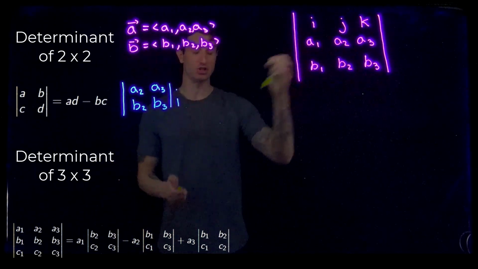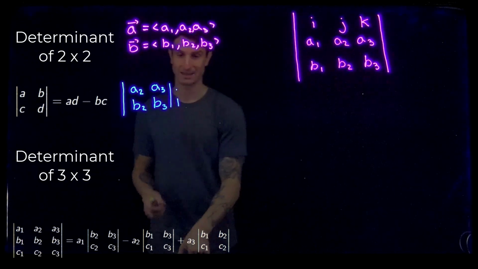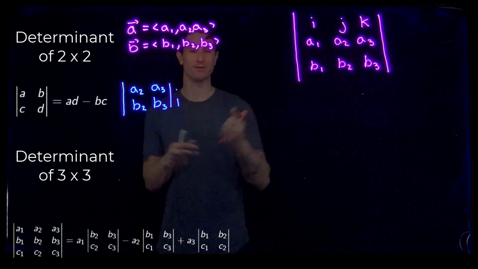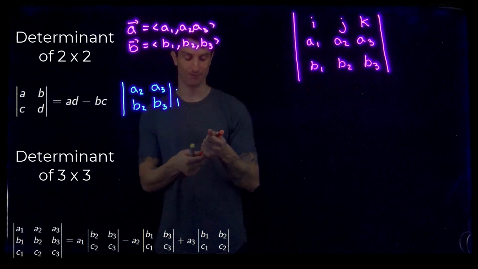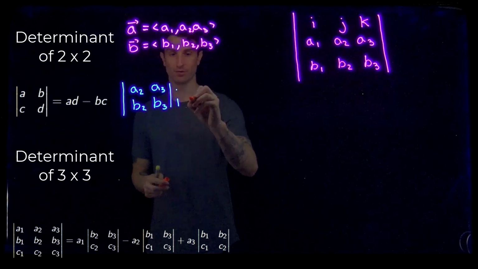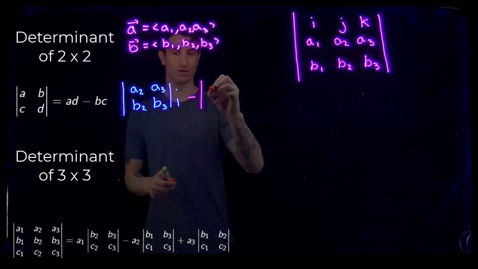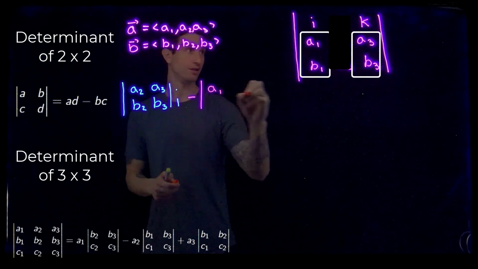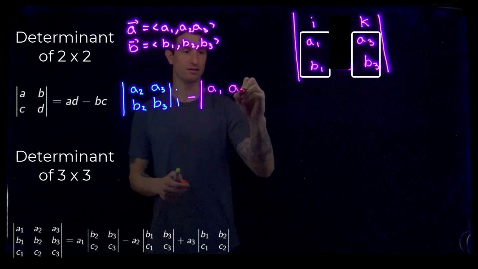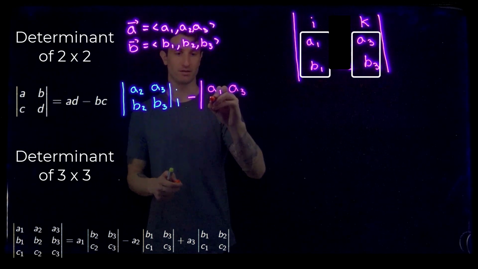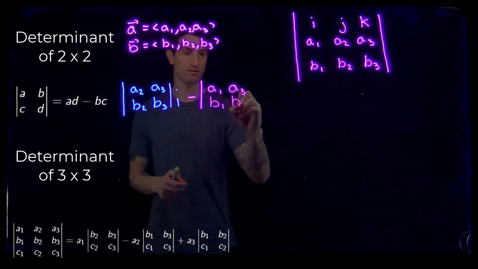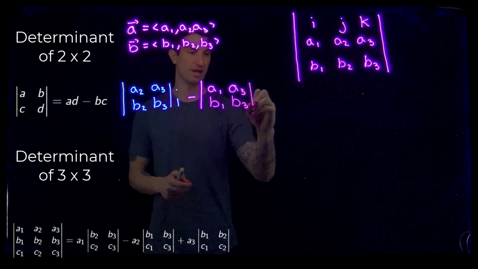So now we're moving on to j. Now the formula states that we have to switch signs here. And again, if you're wondering where this is coming from, the determinant is a topic that you'll talk about more in linear algebra. So we'll say minus. Now we're blocking out the second column, and we're left with A1, A3, B1, B3, and it's going to be j.